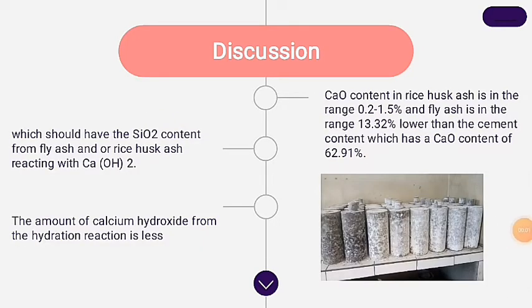which should have the silicon dioxide reacting with calcium hydroxide. The amount of calcium hydroxide from the hydration reaction is less, so a lot of silica is deposited, and the calcium oxide content in rice husk and fly ash is lower than cement. The use of natrium silicate and natrium hydroxide and curing at room temperature also raises white flakes on the surface. This is because of the lower silica and aluminate content. Natrium hydroxide reacts again with air to form sodium carbonate and calcium carbonate in the form of white precipitate.